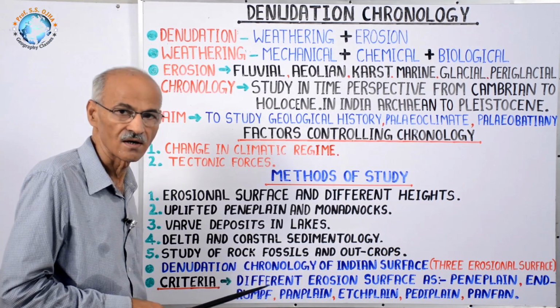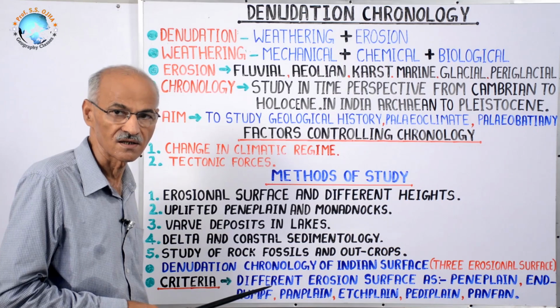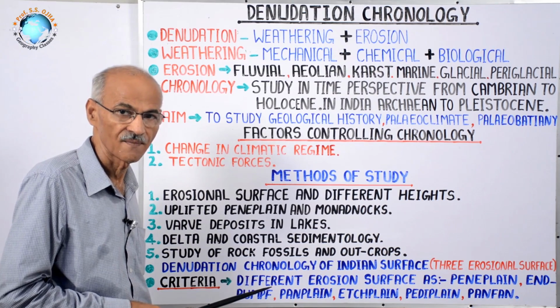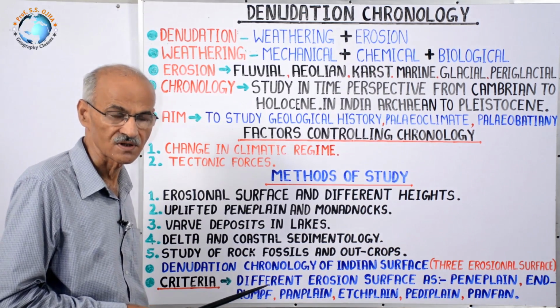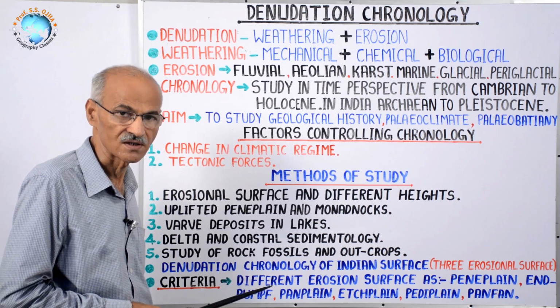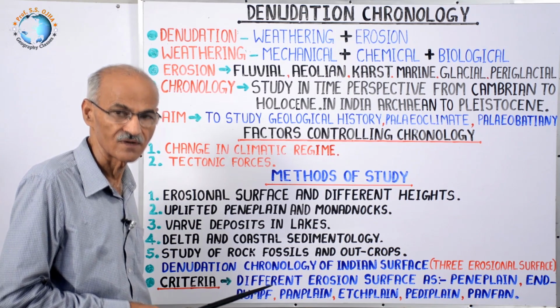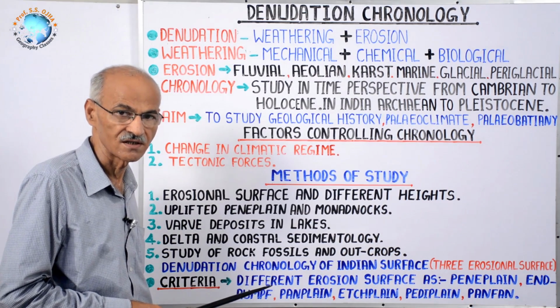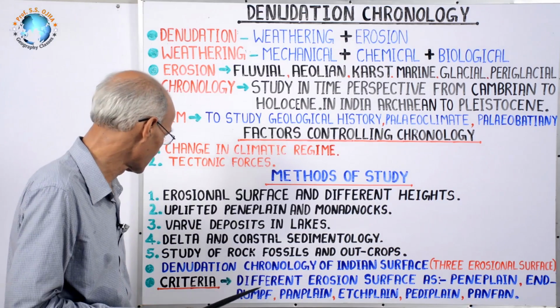Likewise, in the Appalachian region, denudation chronology has been studied by geomorphologists and geologists, and there are examples of uplifted plains like Schooley, Harrisburg and Somerville, which are the result of rejuvenation and which tell a long geological history, that is, denudation chronology.